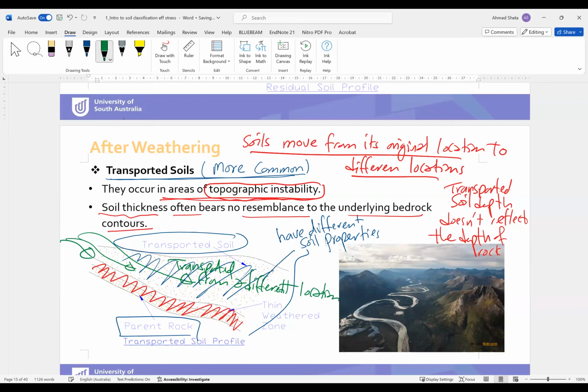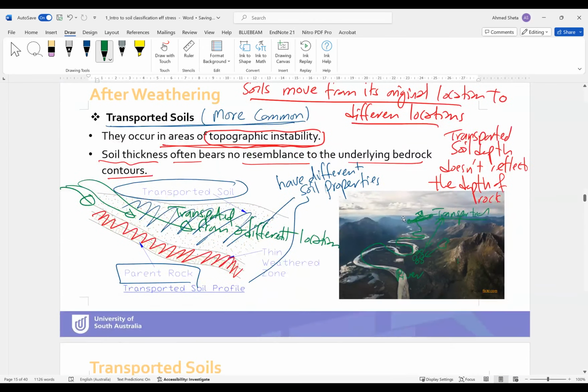Okay. For example, if we look at this diagram, we have a rock here. This rock was weathered to small particles, and then the wind moved these particles to this river. So the river or the water takes the soil away somewhere here. So here will be transported soil. The soil was transported from this area to this far area. So this is what is meant by transported soil.